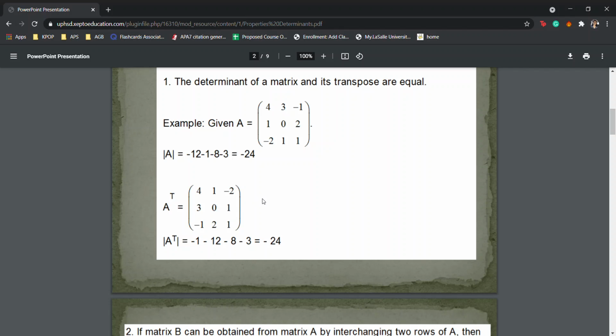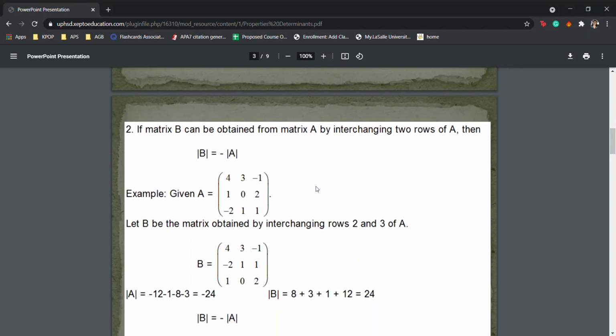Next, we take the transpose of the matrix. So 4, 3, negative 1 becomes the elements of the first column. The second row becomes the elements of the second column. And the third row becomes the third column. So since it is also a 3 by 3 matrix, we apply the basket weaving method and we arrive at the same determinant of negative 24. So again, the determinant of a matrix and its transpose are equal.